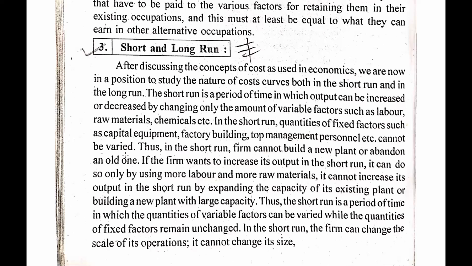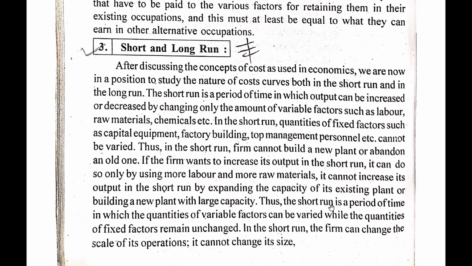Cannot be varied means cannot be changed. Thus, in the short run, a firm cannot build a new plant or abandon an old one. If the firm wants to increase its output in the short run, it can do so only by using more labor or more raw material. It can increase its output in the long run by expanding the capacity of its existing plant or building a new plant with large capacity.